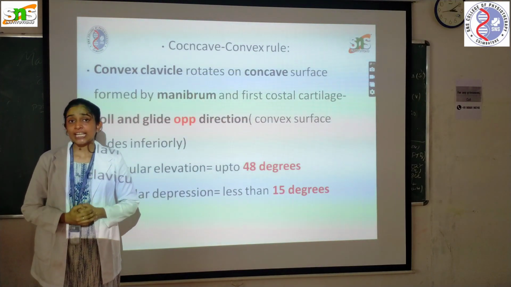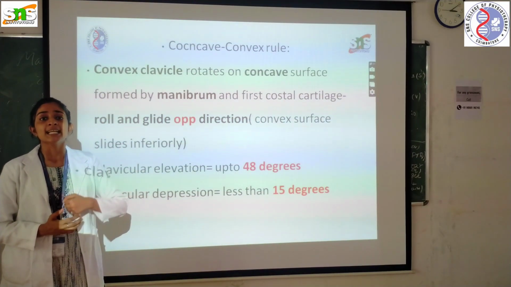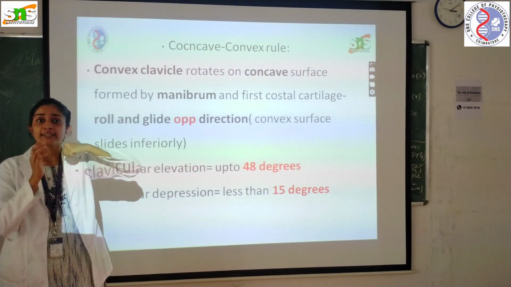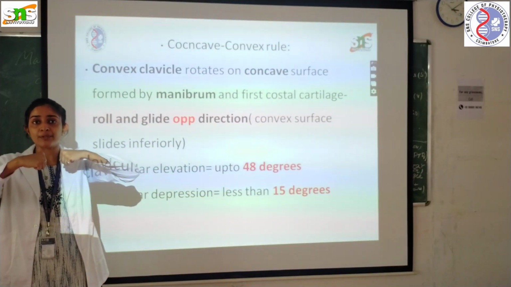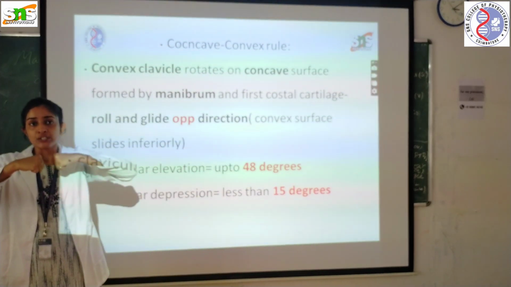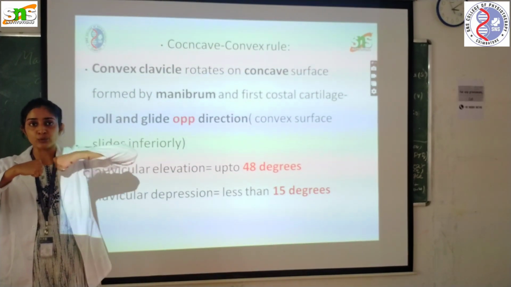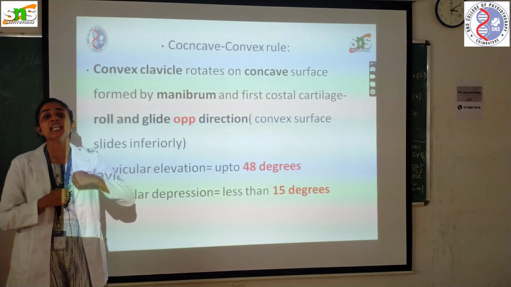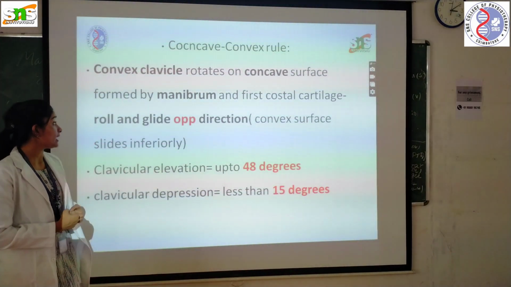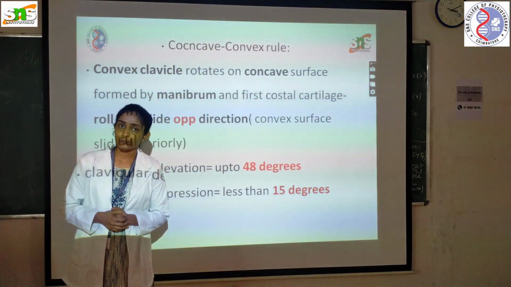In elevation and depression, what happens? The medial end of the clavicle is convex and the stable part is your manubrium and that is concave. So the convex surface is moving. So what happens? The rolling and gliding will be in opposite directions. So you understand the class. Thank you for listening.